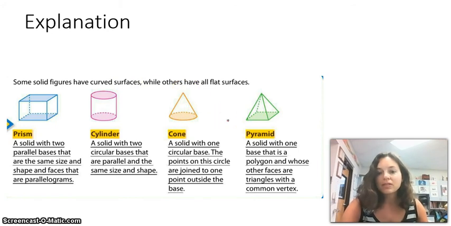And then a pyramid is a solid with one base that is a polygon and whose other faces are triangles with a common vertex. So here we have a rectangular pyramid because the base is rectangular and then all of the edges come up to one point, which is a vertex. If this base was a triangle, we would have a triangular pyramid.